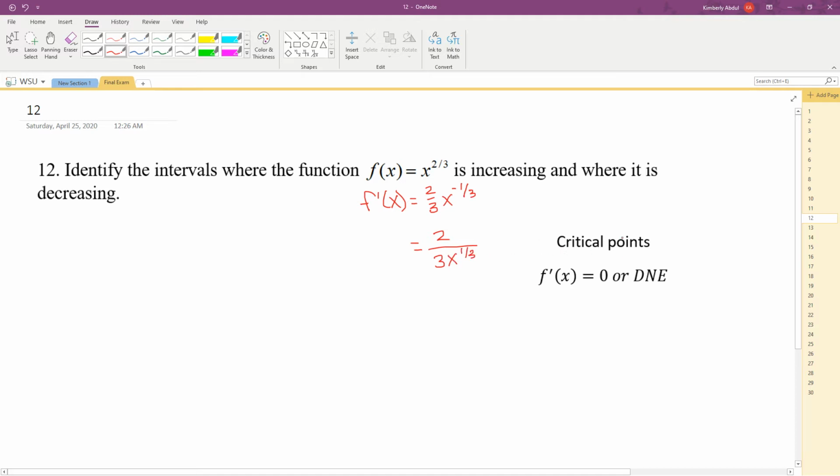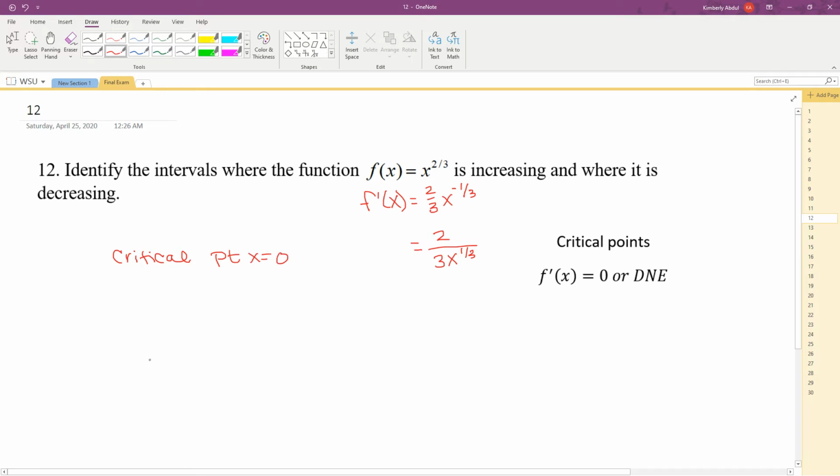Okay, so critical points are when the first derivative is either equal to 0, so the numerator is equal to 0, or where the output does not exist, so when the denominator would be equal to 0. So we can see that we can't set this whole thing equal to 0 because there's no way for the numerator to be equal to 0. But if we look at when this part would be equal to 0, that would happen when x is equal to 0. So we're going to have a critical point at x is equal to 0.